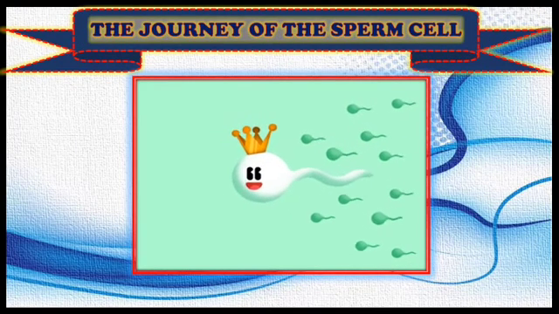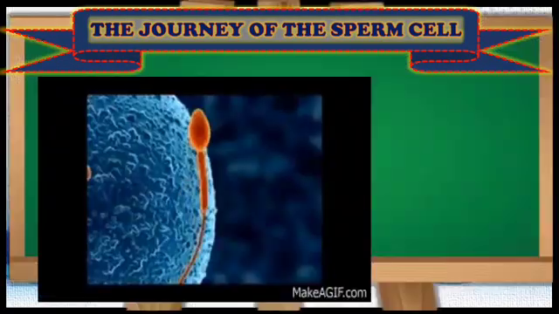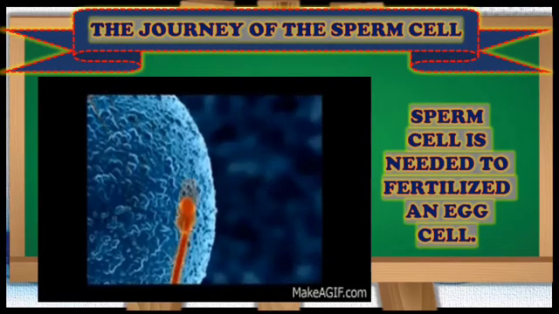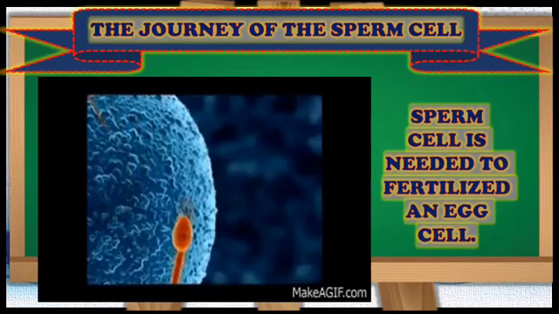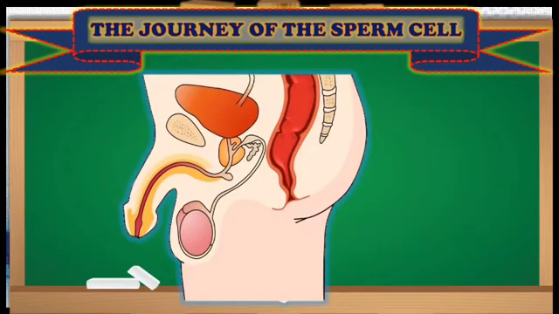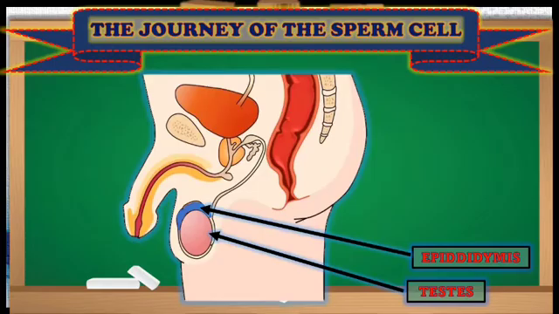Now, let us understand and know the journey of the sperm cell. We already know that the sperm cell is needed to fertilize an egg cell. And that is needed talaga during reproduction. So the journey of the sperm cell begins in the testes. Diyan unang nag-i-start. Diyan nabubuo. Then it will be stored in the epididymis. Diyan mai-stored yung tinatawag na sperm cell.